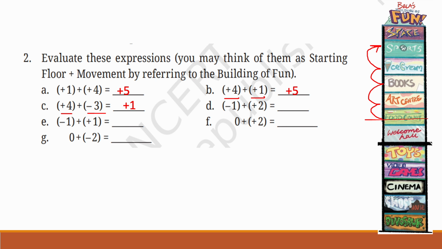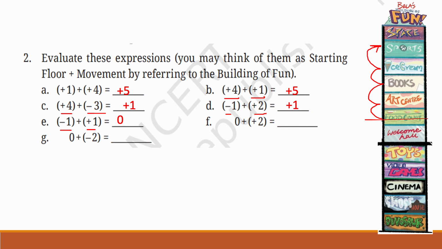Then next one, -1 plus +2. Here the numbers have different signs. So you subtract the smaller number from the larger number. So 2 minus 1 is 1. Then you put the sign of the greater number, that is plus. So +1. Then -1 plus +1. Here also the two numbers have different signs. So you subtract the smaller number from the greater number. Here both are 1s, so 1 minus 1 is 0. 0 is neither positive nor negative.